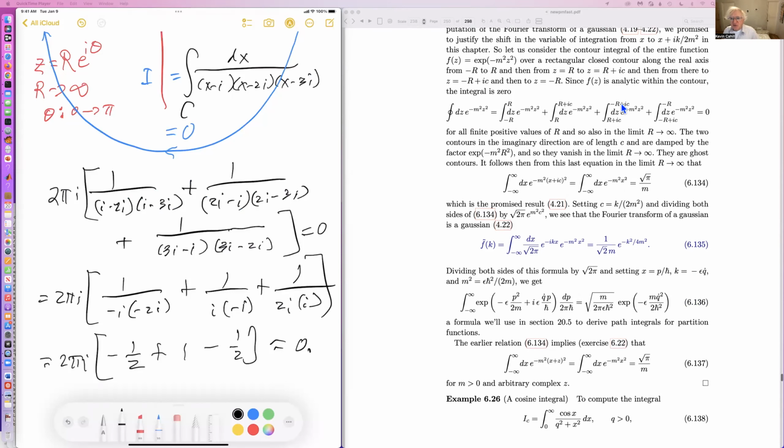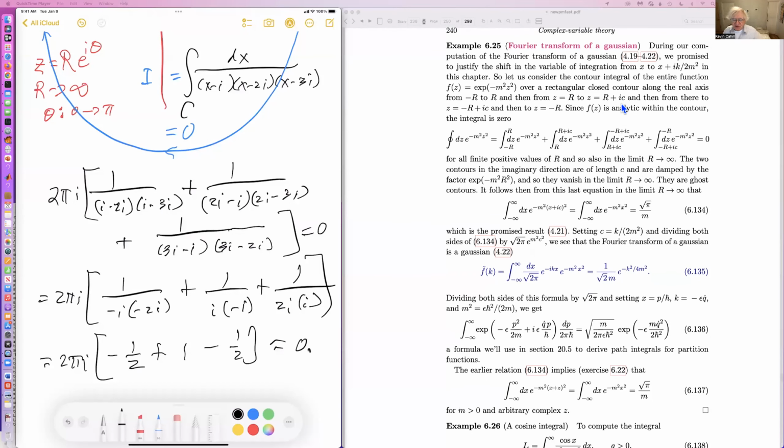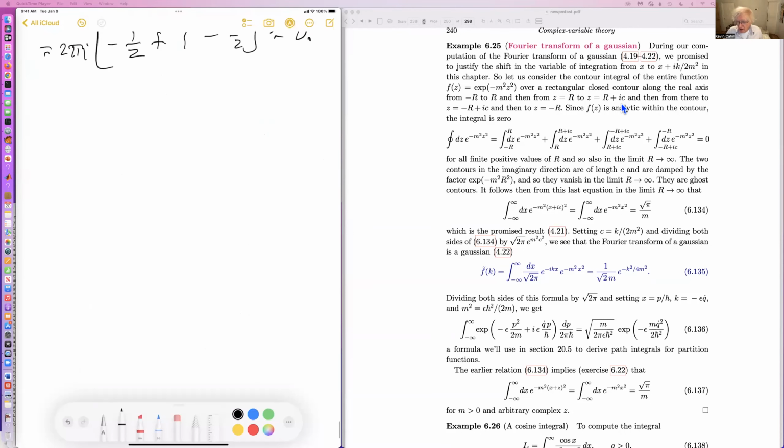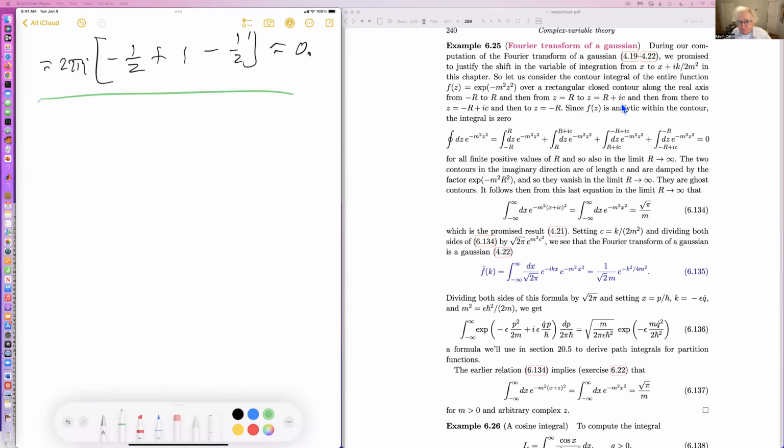So the Fourier transform of a Gaussian. Now, this is finally something that I promised you in an earlier chapter, chapter 4, I think. And what is it? Well, once again, let's just consider, it's again an issue of a ghost contour. So let's think about doing an integral dz e to the minus m squared z squared.